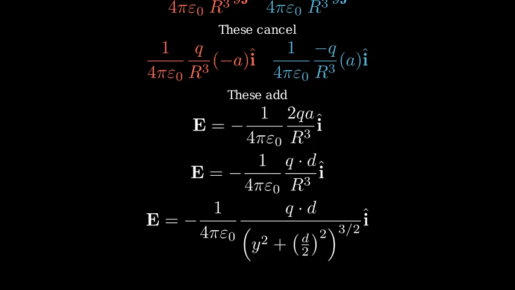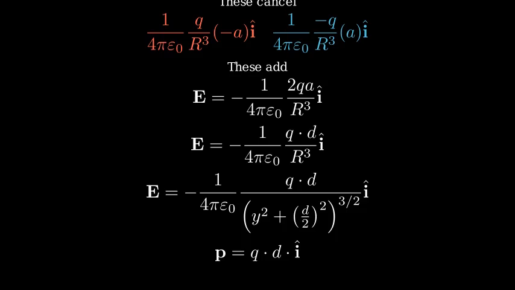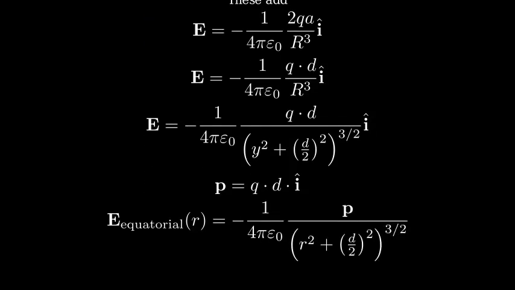It's more convenient to express this result in terms of the dipole moment p. The dipole moment is defined as p equals q times d times i hat, where i hat is the direction from negative to positive charge. Substituting this, our final result becomes E equals negative 1 over 4 pi epsilon naught times p over the quantity r squared plus d over 2 squared, raised to the power 3 halves, where we've replaced y with r for generality. For points far away from the dipole, where r is much greater than d, we can simplify this formula.